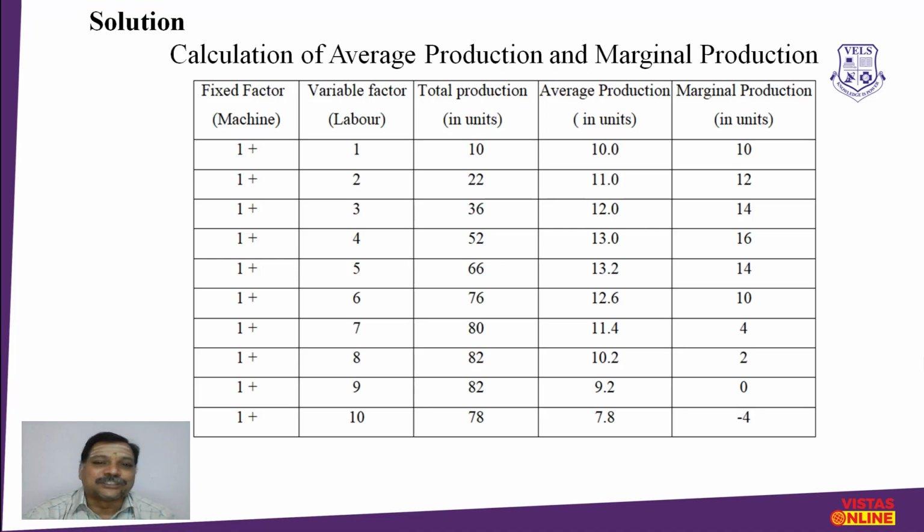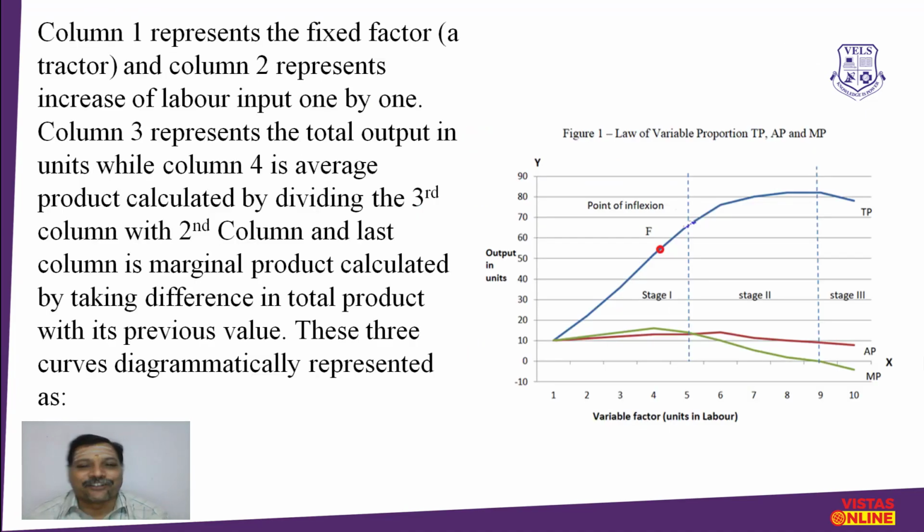So the third question is how to find the point of inflection. What we have to do first, based on that particular table: column 1 represents the fixed factor, column 2 represents the number of laborers, and column 3 represents the total output. These three are given in the sum itself. So column 4 is the average product.